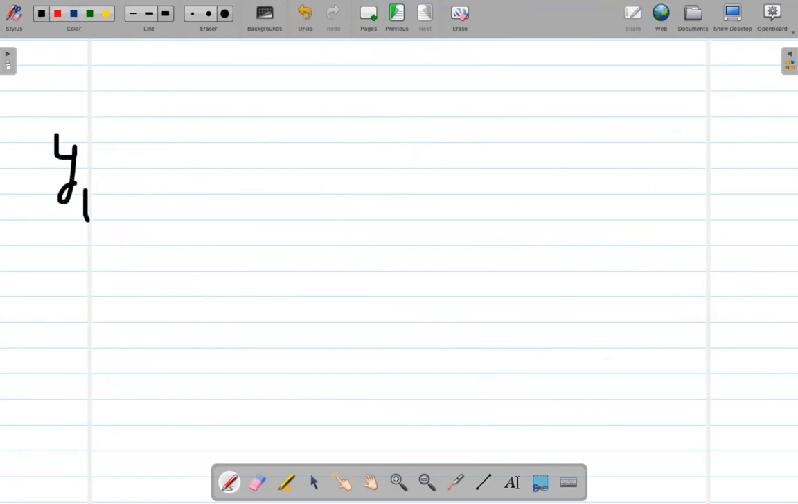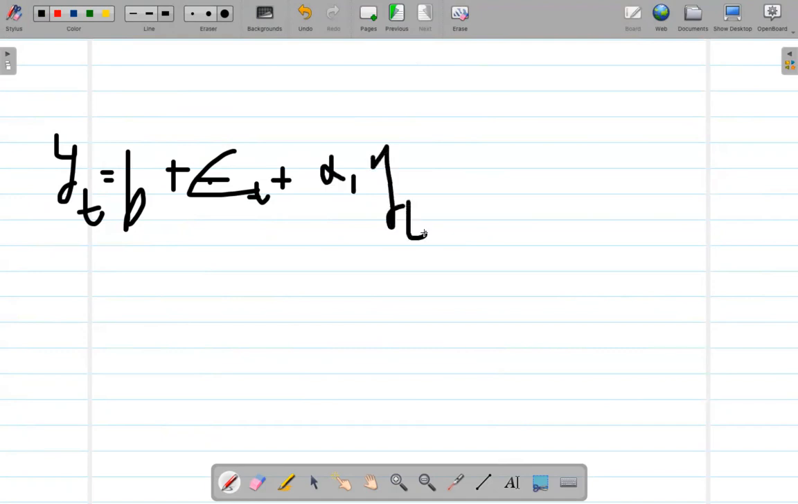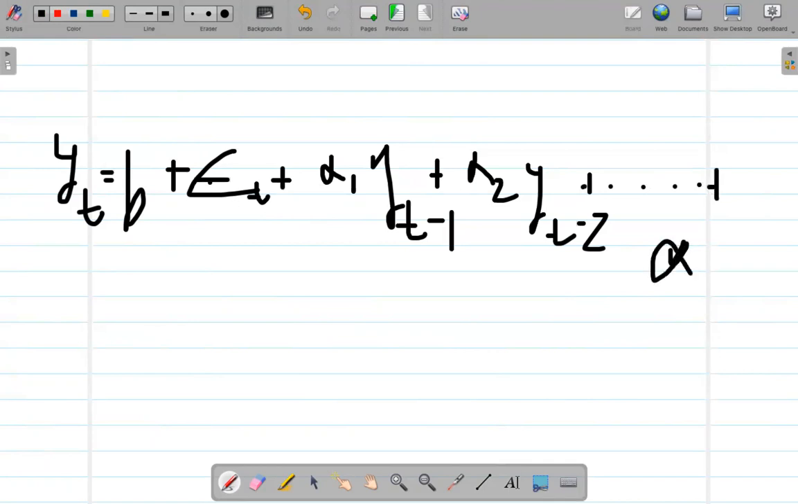So y_t equals a bias term, then the noise term epsilon_t, then alpha 1 y_{t-1} plus alpha 2 y_{t-2} plus and so on, then plus alpha p y_{t-p}.